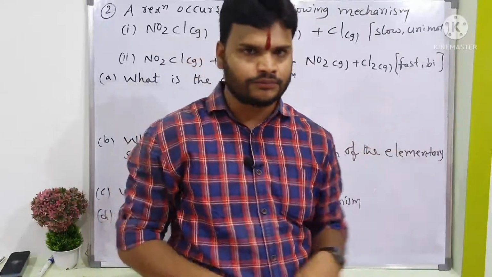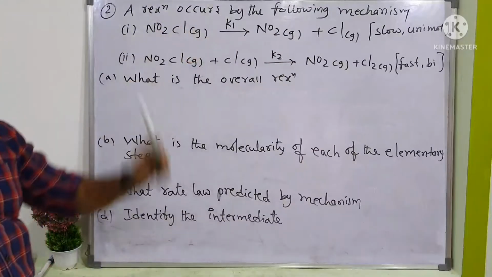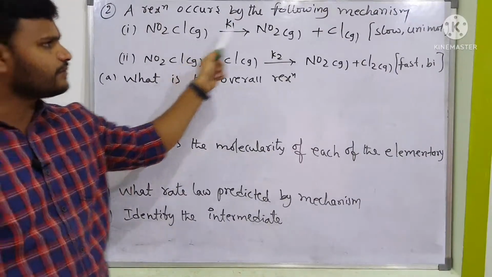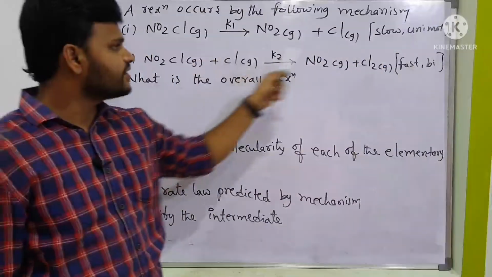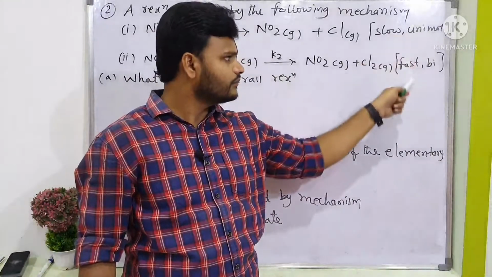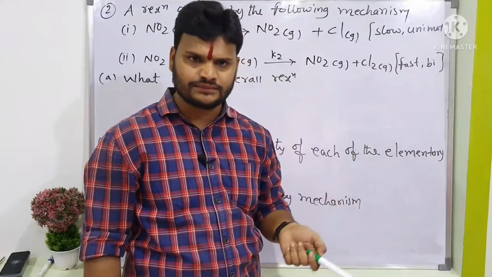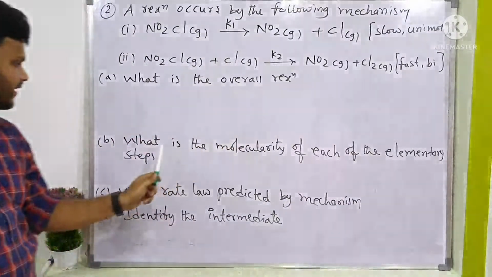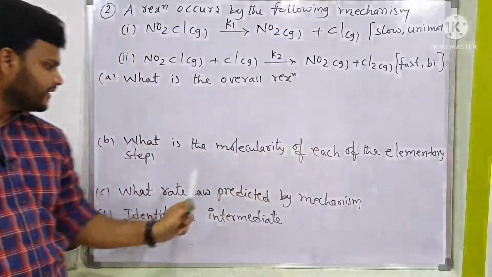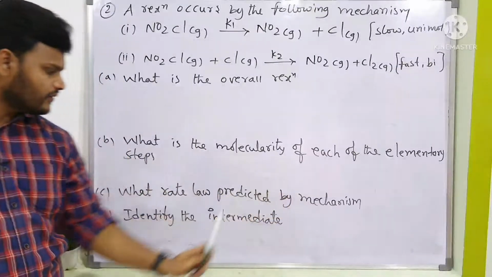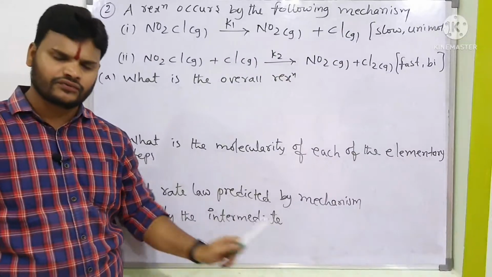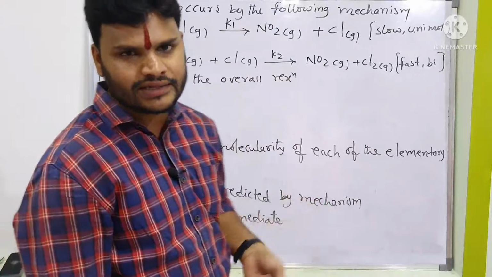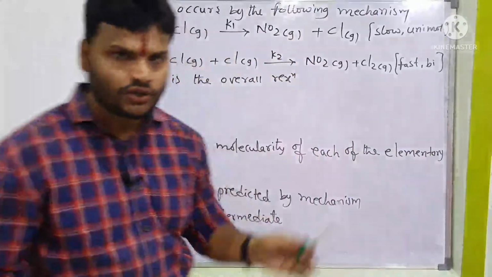Students, next, second problem. Same model. A reaction occurs by the following mechanism. This is the mechanism, two steps. First step slow step unimolecular, second step fast step bimolecular. They give you this data, and the problem asks like this. You have to find out the overall reaction. Next, what is the molecularity of each of the elementary steps, what rate law is predicted by the mechanism, and identify the intermediate. Very simple. So first, how to find the overall reaction? You just add the two elementary steps.